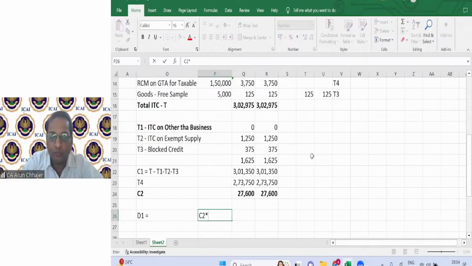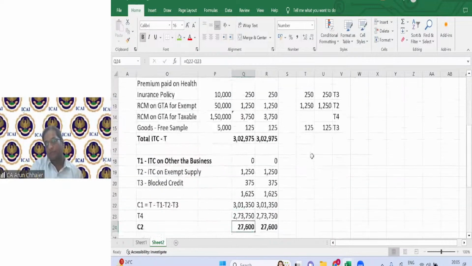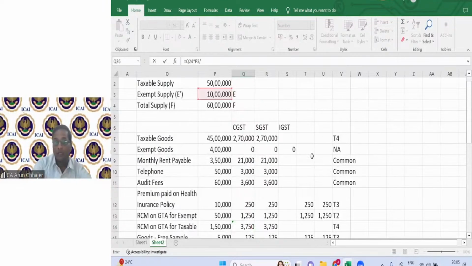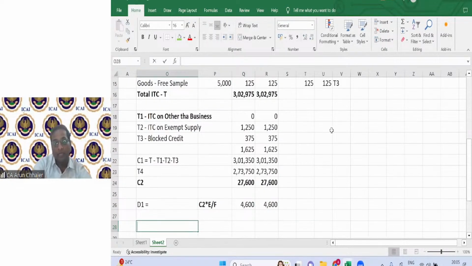So I can say the formula is C2 multiplied by E divided by F. 27,600 multiplied by E, exempt supply. How much is 10 divided by total supply? Okay, so how much is it? 4,600 is the amount of the ITC which we need to reverse because of the exempt and taxable supply as per Rule 42.